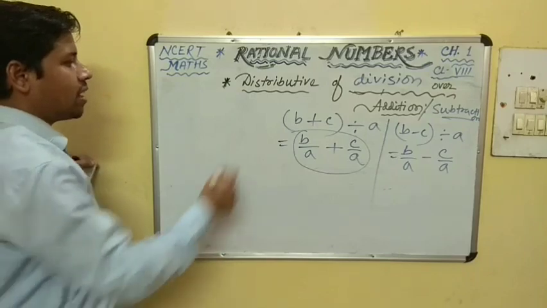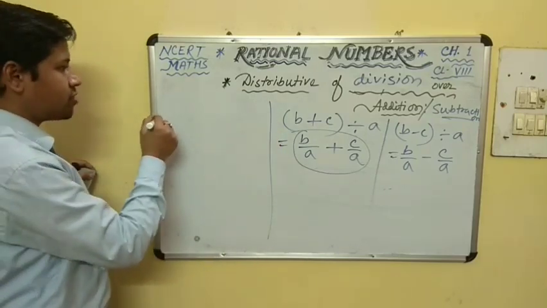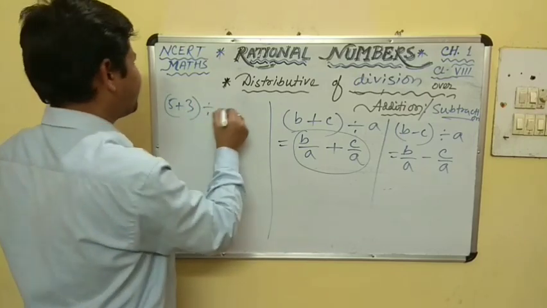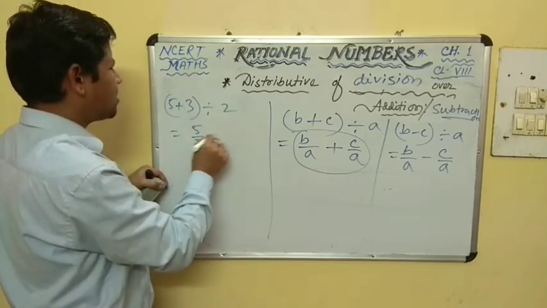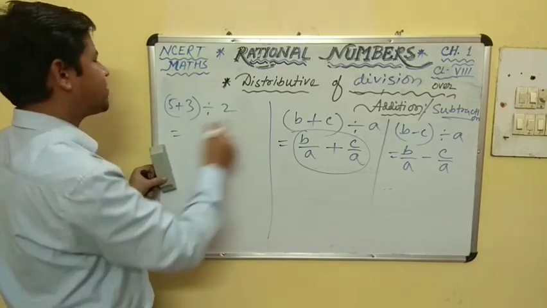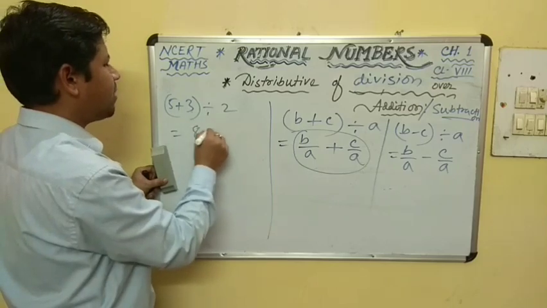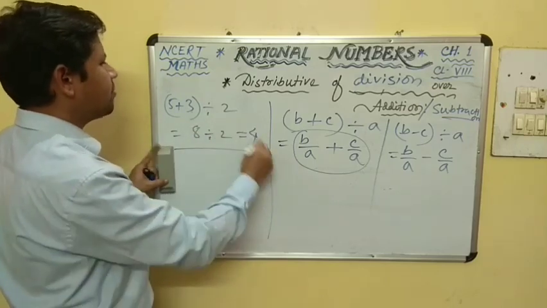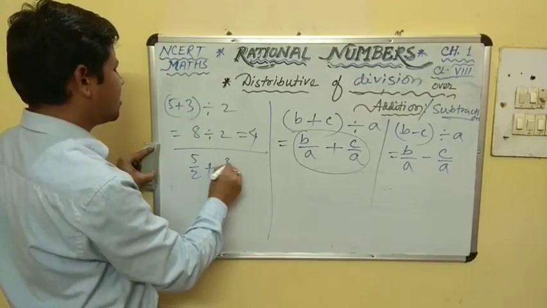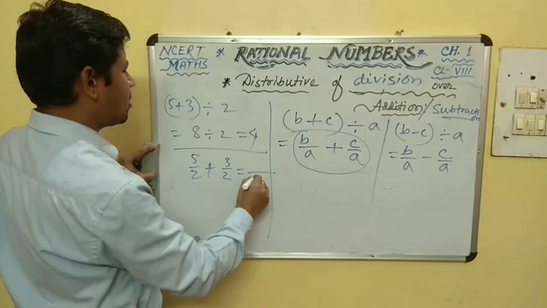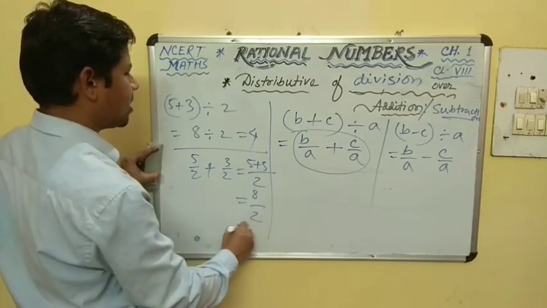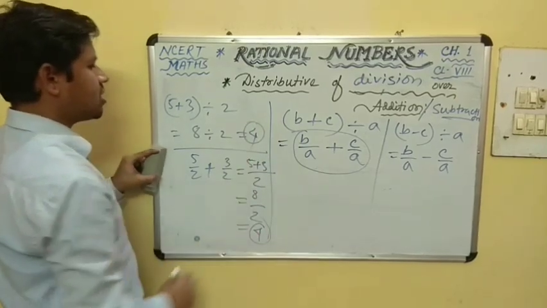If you want to take an example, suppose I say 5 plus 3 divided by 2. It will be 5 by 2 plus 3 by 2. But first for the left side: 5 plus 3 is 8, divided by 2. What will be the result? 4. If we go for the right side, then 5 by 2 plus 3 by 2. So the LCM is 2, 5 plus 3 is equal to 8 by 2. That is 4. That means both the results are the same.